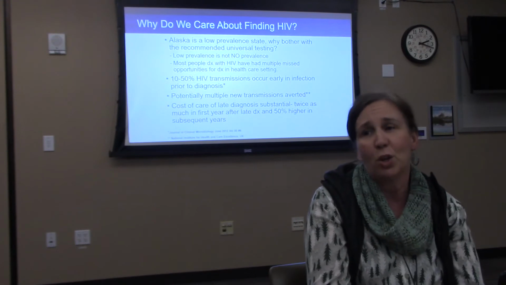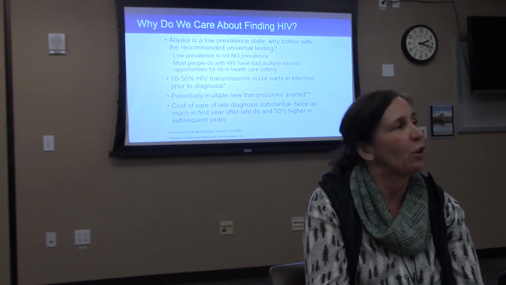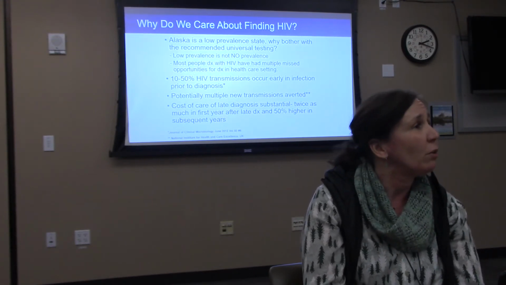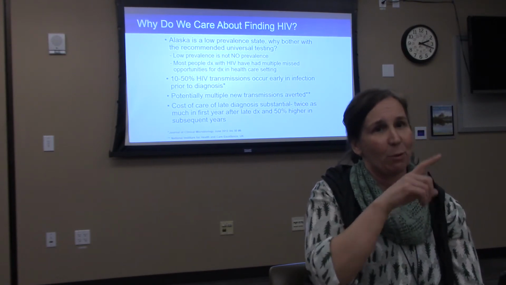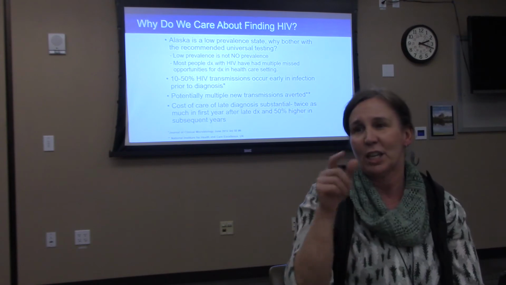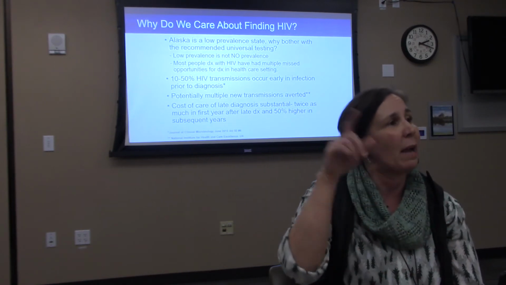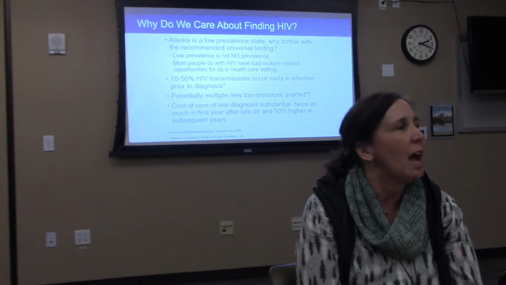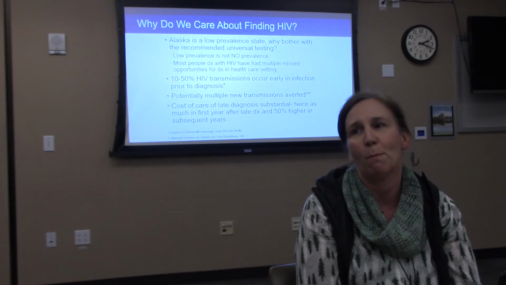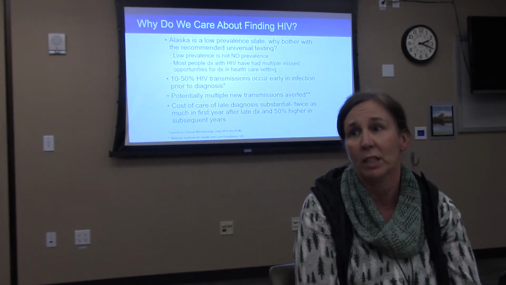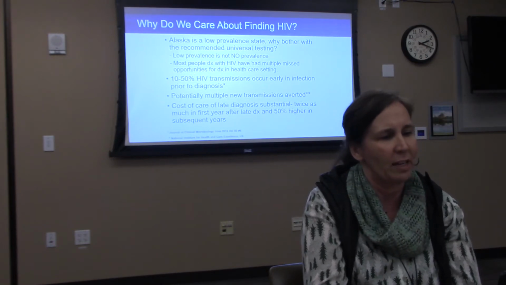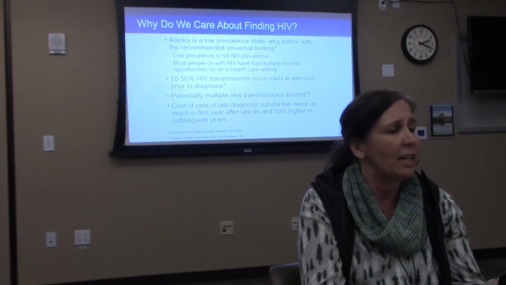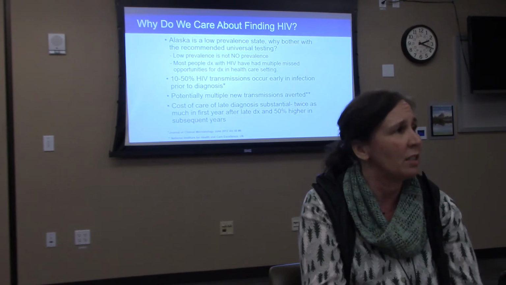Because most new HIV infections occur in early infection. If you think back to the slide that had the graph showing the antigen and antibody response, the HIV viral load spikes really high when people are newly infected, and that's when they're most infectious, when they have a lot of virus in their blood. So we want to avert new infections. And then late diagnosis has substantial costs.